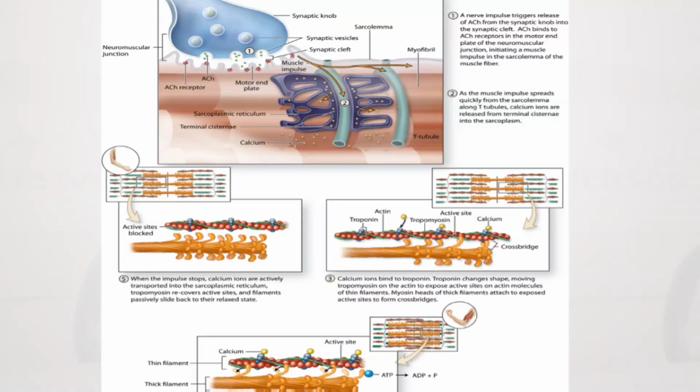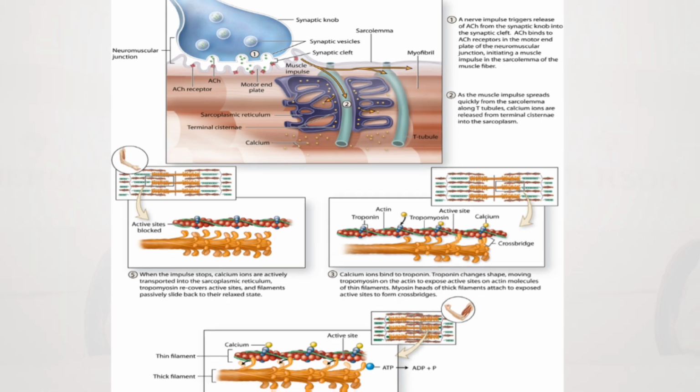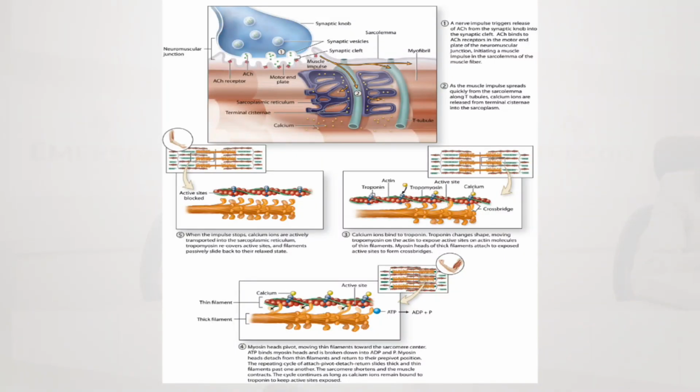Okay, so you have to know that the nerve impulse triggers the release of acetylcholine from the synaptic knob into the synaptic cleft. Then the acetylcholine is going to bind the acetylcholine receptors in the motor end plate of the neuromuscular junction, initiating a muscle impulse in the sarcolemma of the muscle fiber. That's one. So as you can depict, we are talking about the neuromuscular junction level.